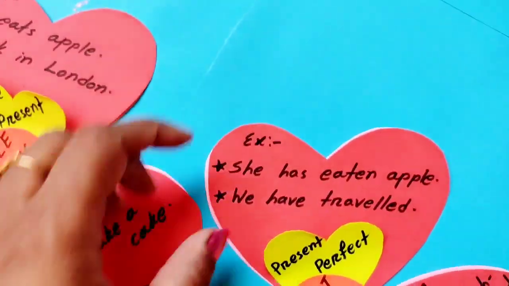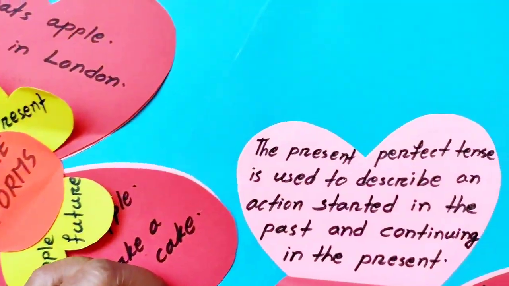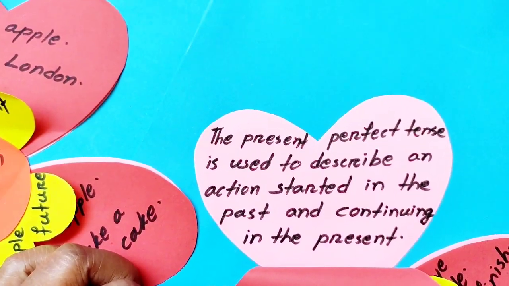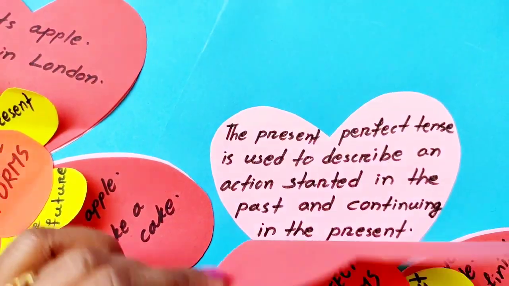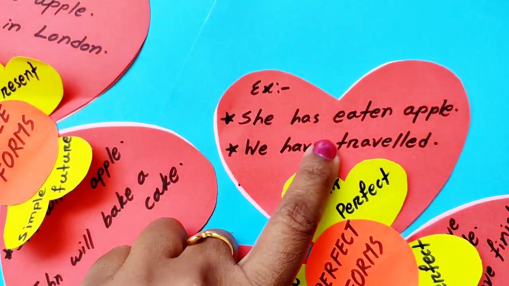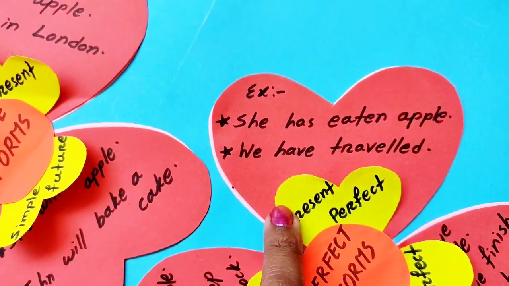Then present perfect. The present perfect tense is used to describe an action started in the past and continuing in the present. For example, she has eaten apple. We have traveled.